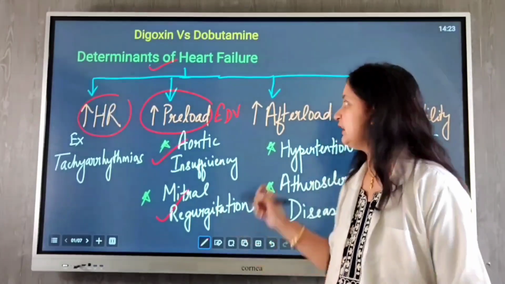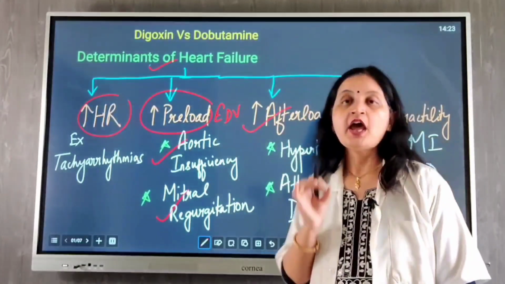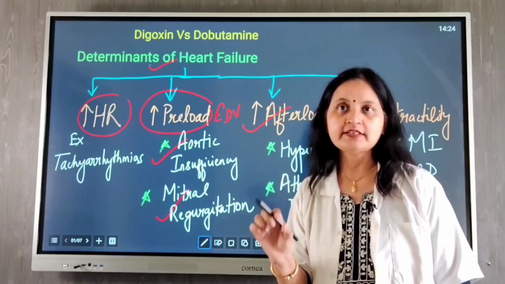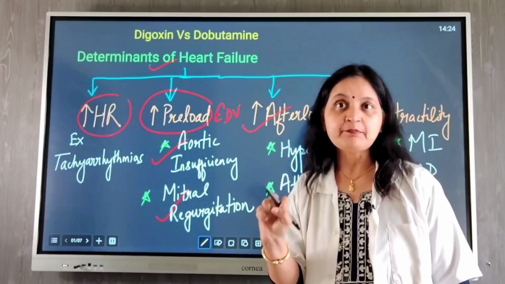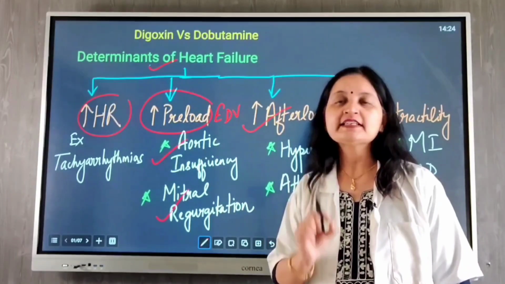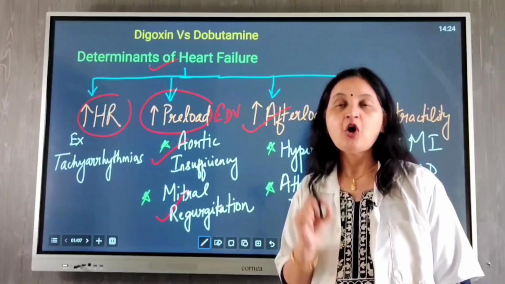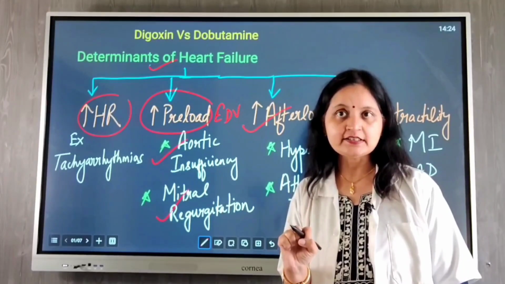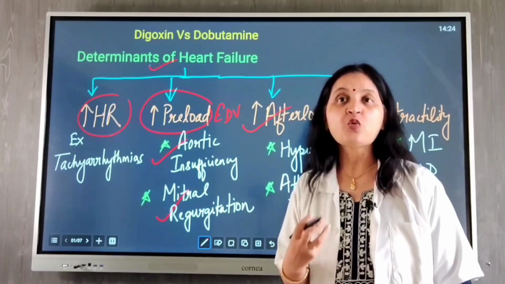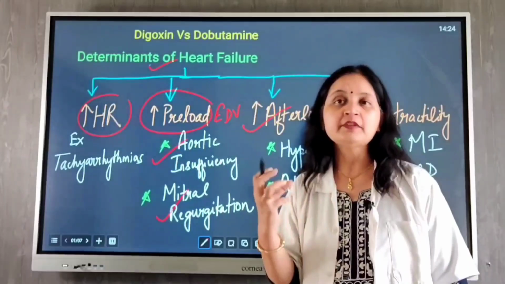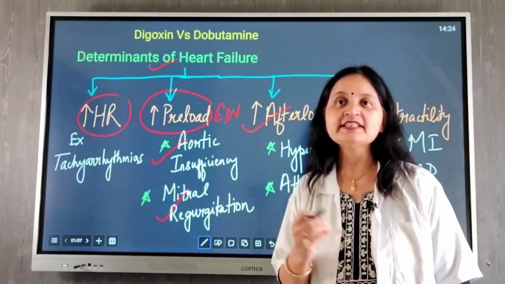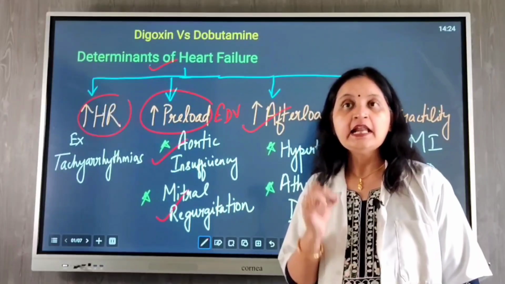The third factor is increased afterload. As we know, afterload is related to systemic vascular resistance. So when the resistance in the blood vessel increases, for example, in hypertension or atherosclerotic diseases where the peripheral vascular resistance increases, the heart has to work harder to overcome the resistance, and this increases the workload on the heart, increasing the risk for heart failure.